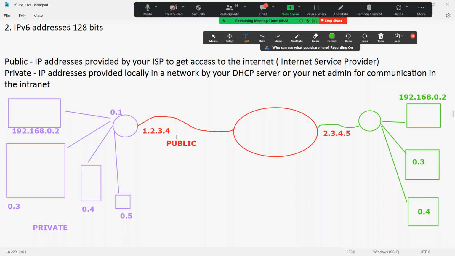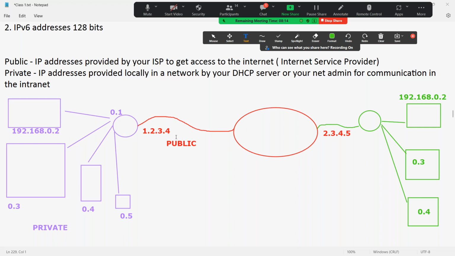And that is why they also came up with another solution, which is IPv6 addresses, a much more advanced version of IP addresses. It's a 128-bit address. IPv4 is just 32 bits. IPv6 is 4 times the size, 128 bits.